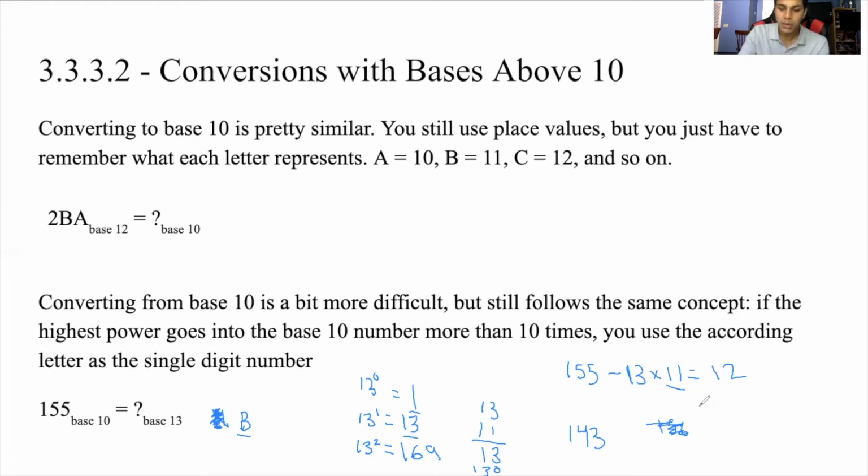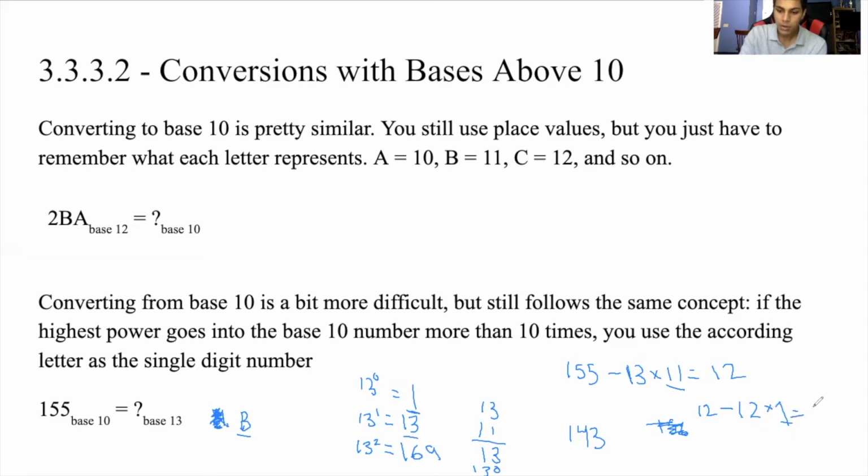All right, so now that we have 12 remaining, we move to our next highest power of 13, which is just 1. And remember, after this, we can stop if we have 0 as a remainder. So we move to 1 and see how many times 1 goes into 12. Well, that one's pretty simple. It goes into 12 12 times, because 1 times 12 is 12.